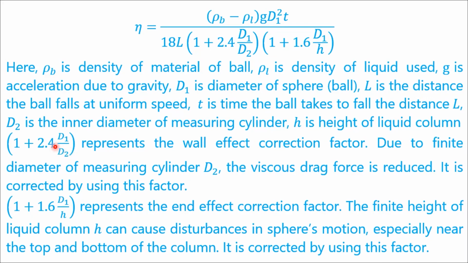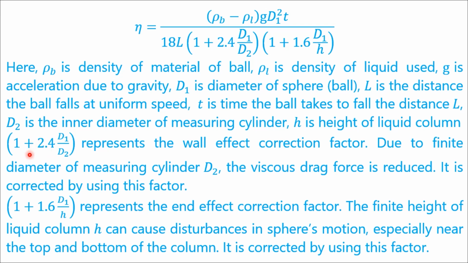This factor 1 plus 2.4 d1 over d2 represents the wall effect correction factor. The measuring cylinder used in the experiment has the finite diameter, due to which the viscous drag force is reduced. Actually, this correction factor arises because the measuring cylinder is not infinitely wide. When the sphere falls through the liquid, the proximity of the cylinder walls restricts the liquid's flow, and this alters the viscous drag force acting on the sphere.